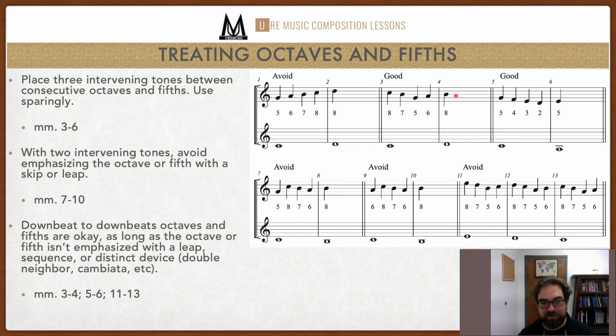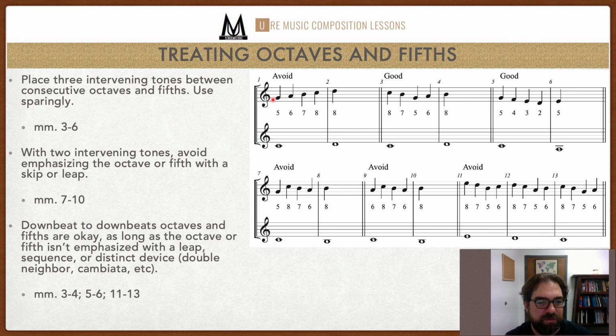So a series of double neighbors, a series of the same interval patterns, anything that creates a pattern and becomes sequential like this, we want to avoid, especially if we're using downbeat to downbeat octaves or fifths, okay? Because that makes them even worse.